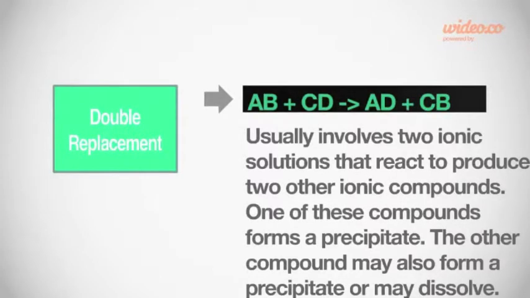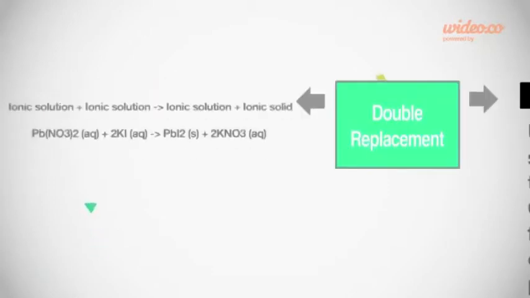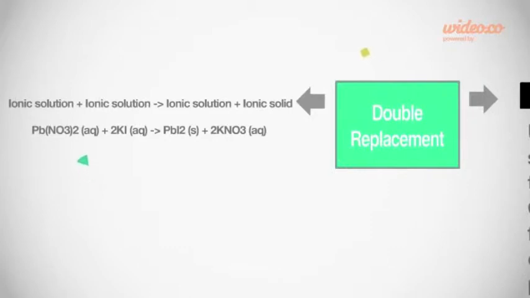A double replacement reaction is when 2 reactant ionic compounds exchange ions to form 2 new product compounds with the same ions. A precipitate is likely to be formed in this type of reaction. As stated before, it is the combination of an ionic solution and an ionic solution that react and yield an ionic solution and an ionic solid.